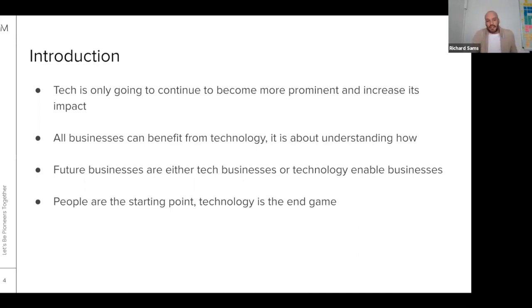So that's something very, very simple, but it's infiltrated a non-technical business by becoming technologically enabled. But it's really important to say that people are the starting point, users are the starting point, and technology is the end game to solve problems or offer solutions for those people.